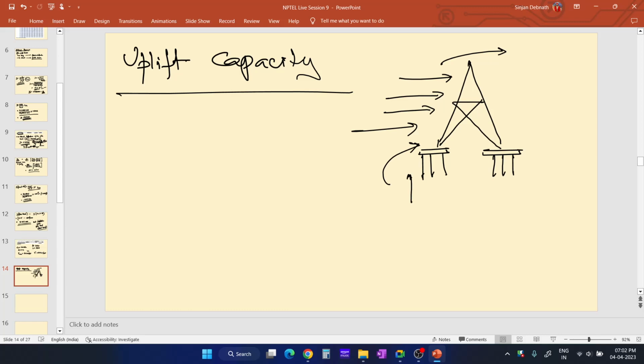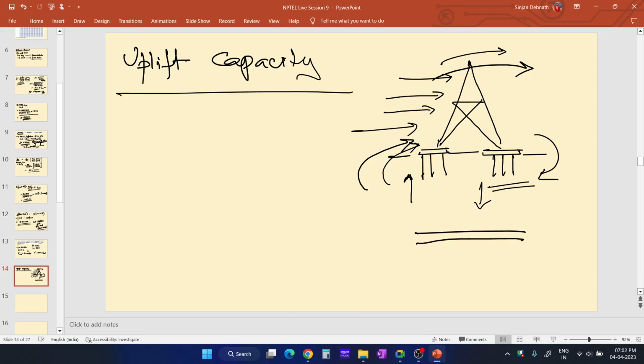Suppose this is the ground surface, and if this transmission tower tends to rotate in this direction due to wind, these piles will also tend to rotate in this direction, due to which this pile will tend to move upward, and these piles will tend to move downward. That is why we need to find out the uplift capacity. For this type of scenario, we need to find out the uplift capacity.